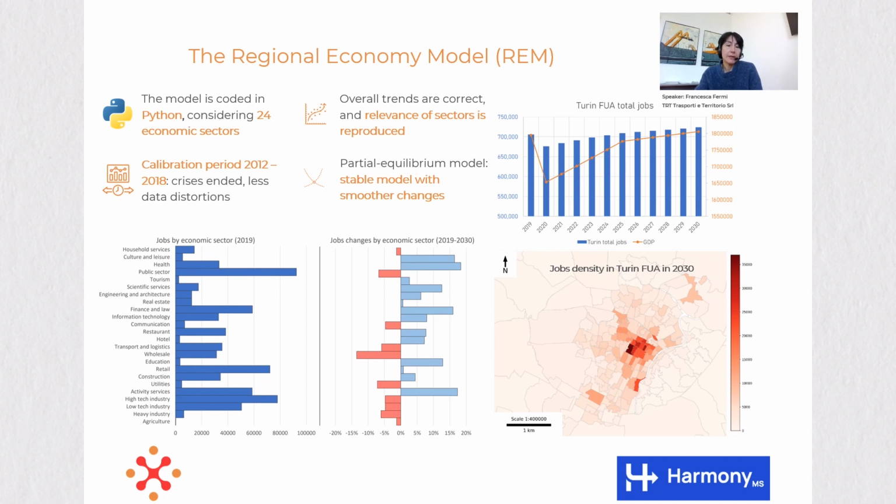Here you can see some examples of the outputs of the model applied for Turin. On the left, the job distribution by economic sector in 2019 and the changes estimated for 2030. And on the right, the trend of total employment with respect to GDP trend and the map representing job density in 2030.